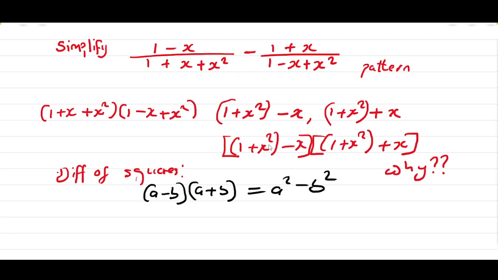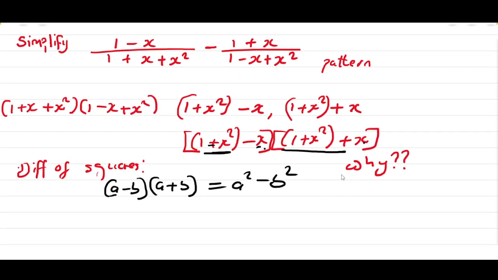Now what this means is that for this expression we have here, consider this part as your a, and this part as your b. Here you have a minus b, and then you have a plus b. So with this formula we can now answer why we decide to write it this way. We can simply write this as 1 plus x squared, which is a squared, minus the x part all squared, which is b squared.